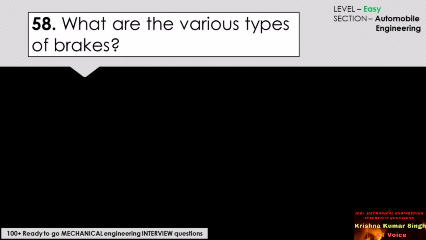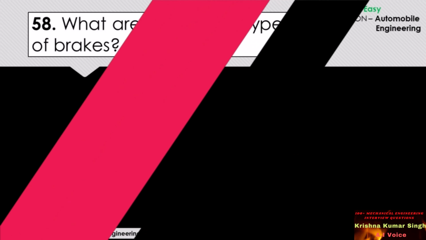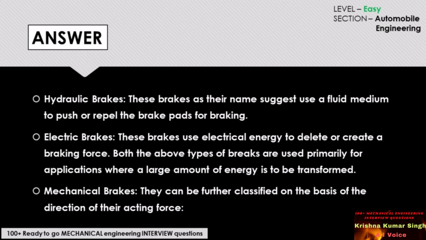What are the various types of brakes? There are three basic types of brakes: hydraulic brakes, electric brakes, and mechanical brakes. Hydraulic brakes, as their name suggests, use a fluid medium to push or repel the brake pads for braking. Electric brakes use electrical energy to create a braking force.